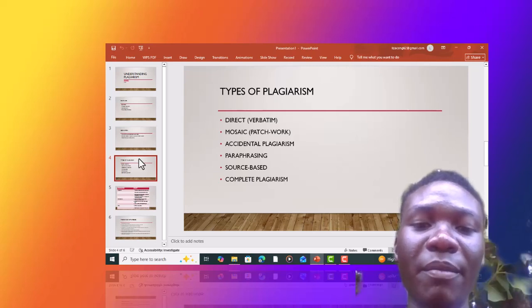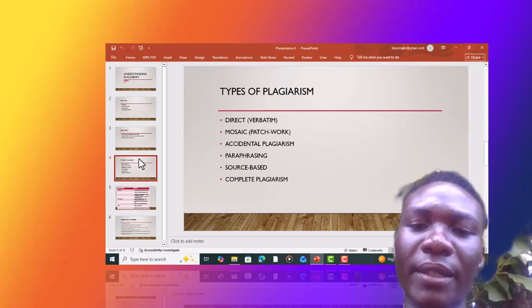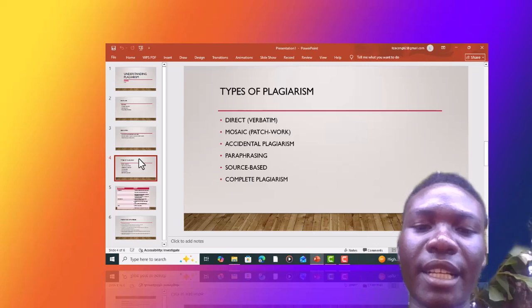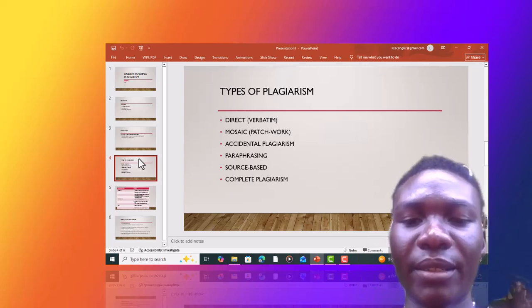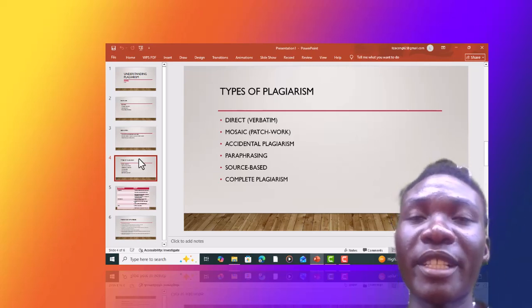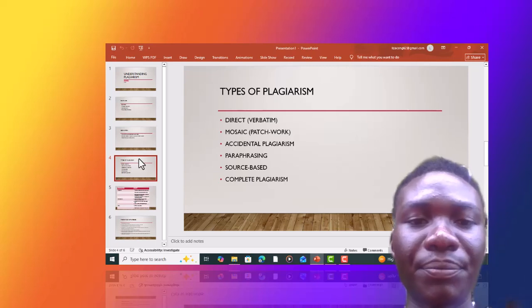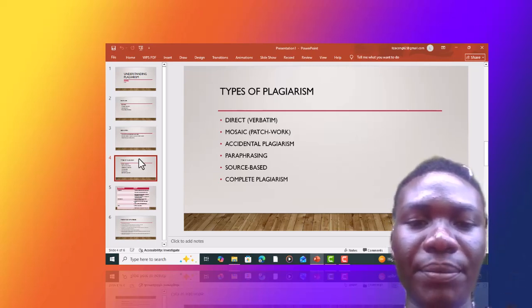Lastly, we shall talk of the complete plagiarism. This is whereby you submit an entire paper, data, or creative work written by someone else. Like you can buy an essay online or turn in a classmate's work as your own, commonly with students. So that's the meaning of complete plagiarism.